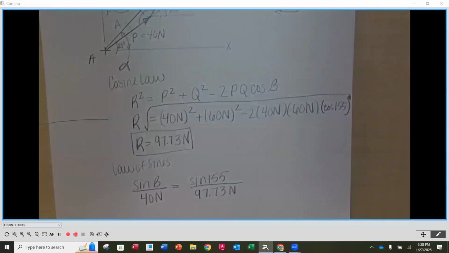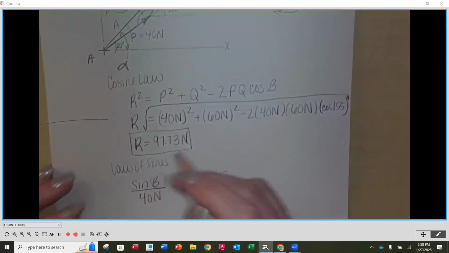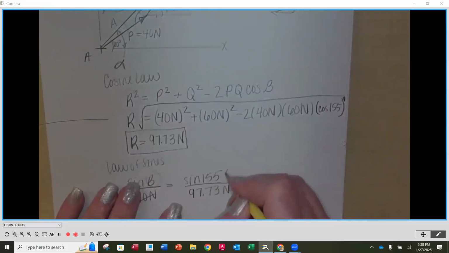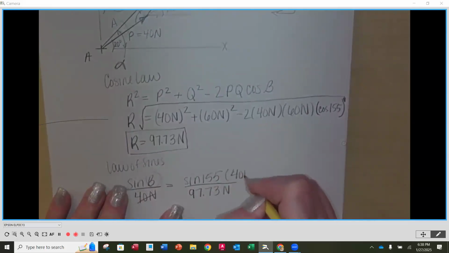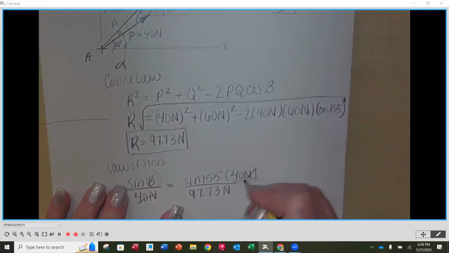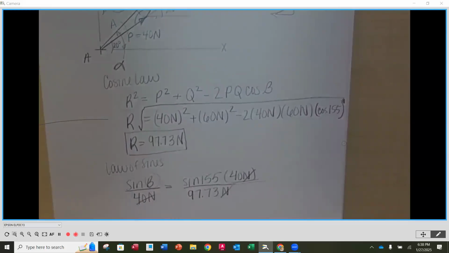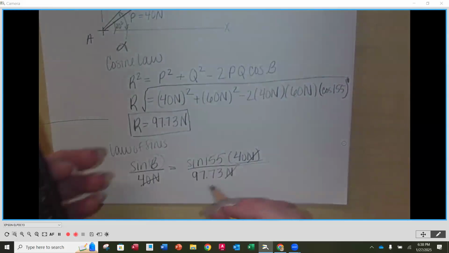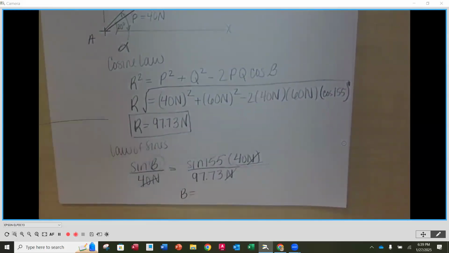Okay, so our only unknown here is B, right? So we're going to multiply our 40 up on top. Okay, so we're going to multiply 40 newtons up here. Newtons will cancel top to bottom, right? And then you're going to end up with a decimal over on the right-hand side, which then you're going to take the inverse sine of to get the angle, right? Everybody agree? So go ahead and see what you get.